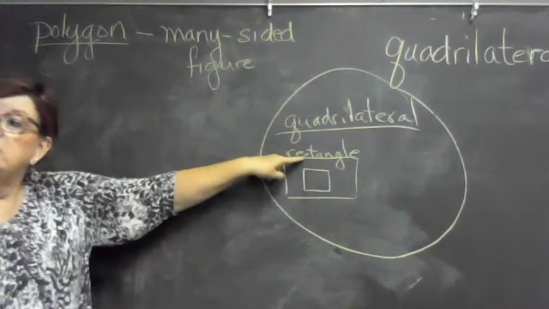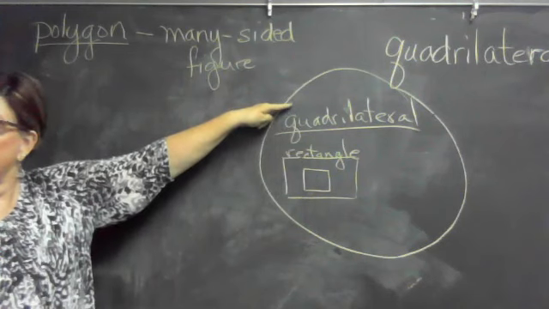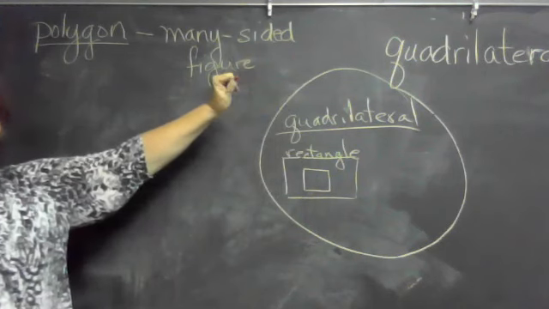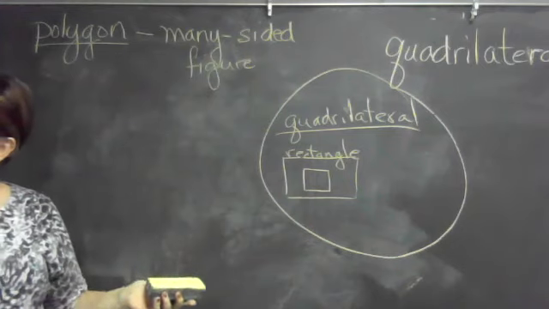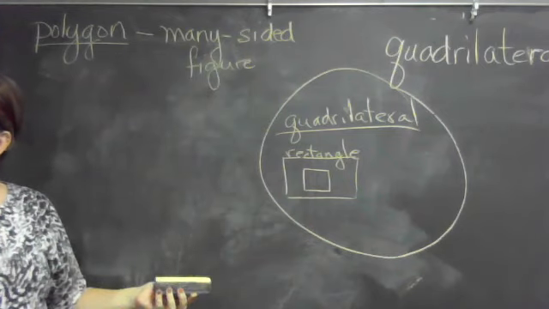A rectangle is also a quadrilateral. Any four-sided figure is a quadrilateral. Does that make a little more sense? Okay.